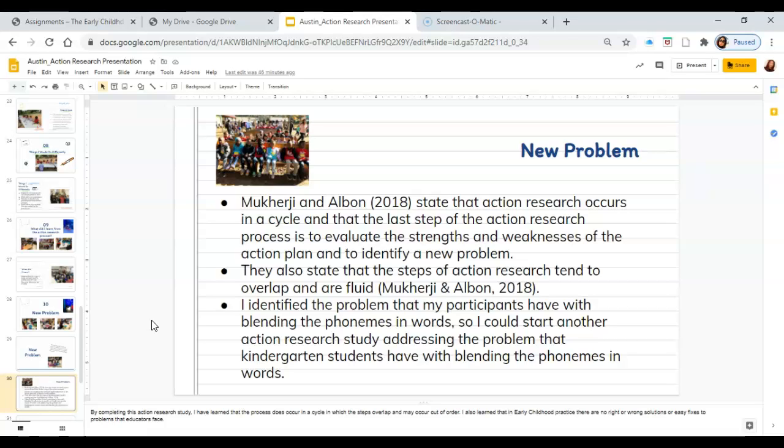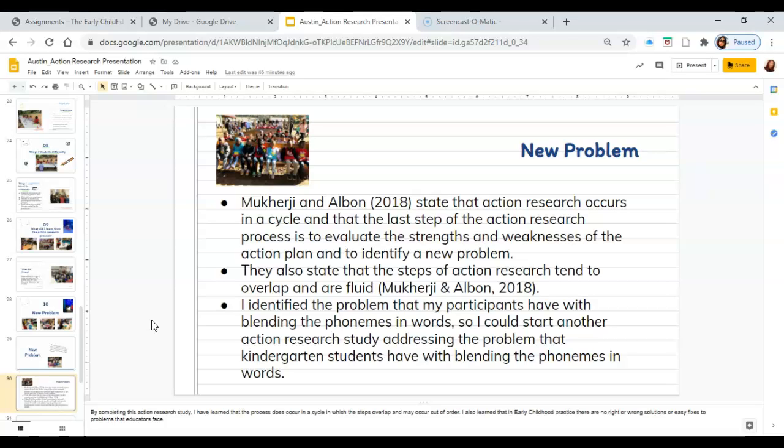They could segment and tell you the letters and what sound each letter made, but they had problems blending and putting those phonemes together. So if I wanted to, I could start a whole other action research study addressing the problem kindergarten students have with blending the phonemes in words, and it would start all over again. So it really helped me to witness that cycle of action research. It can go on.